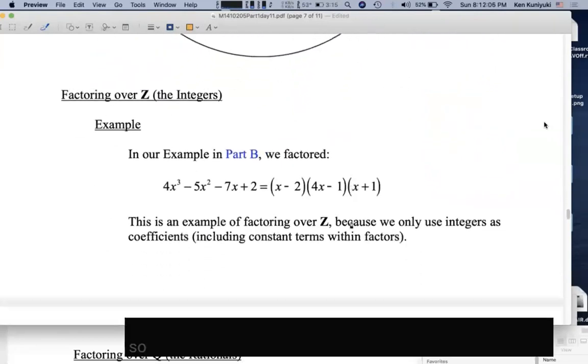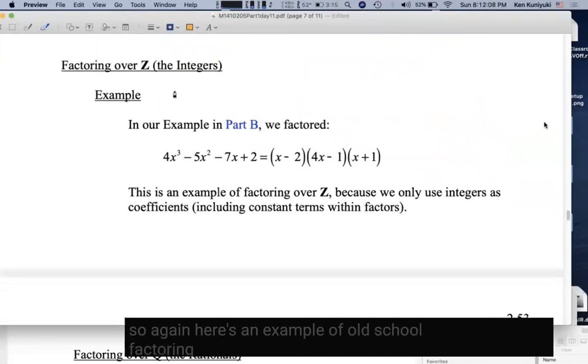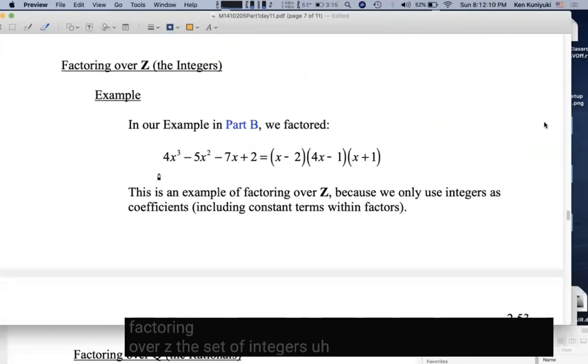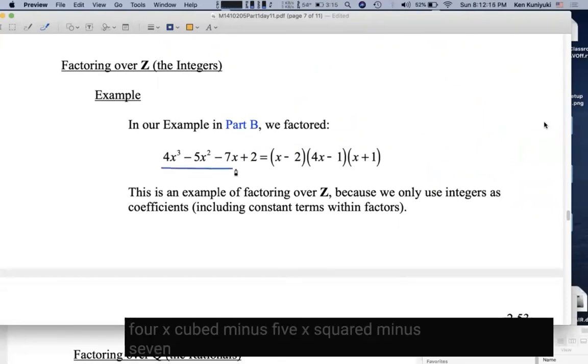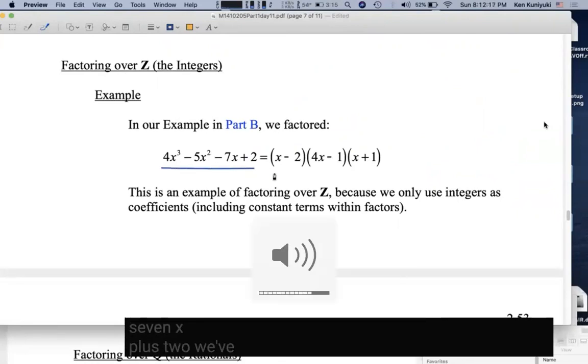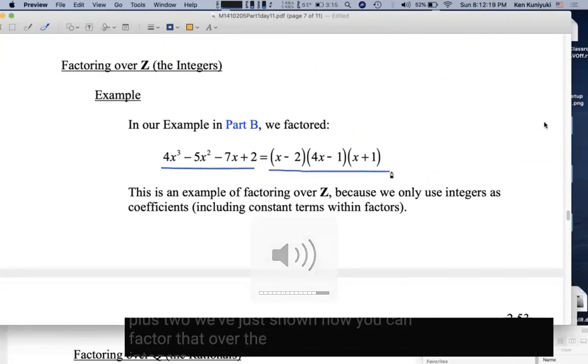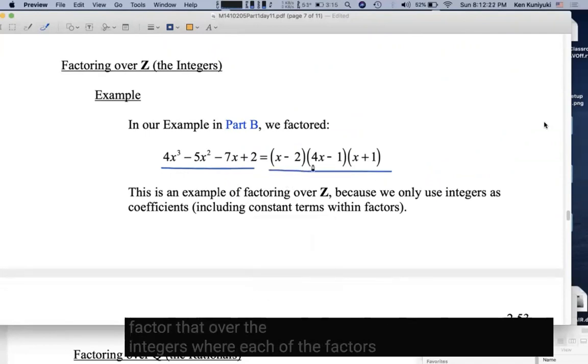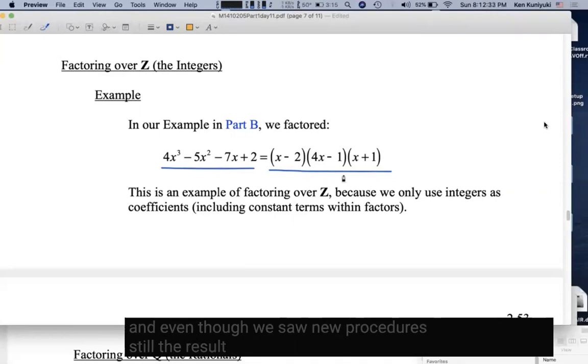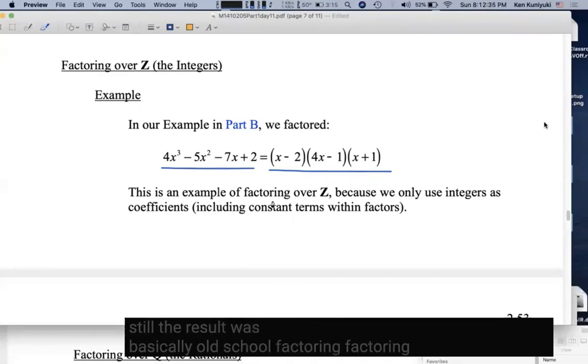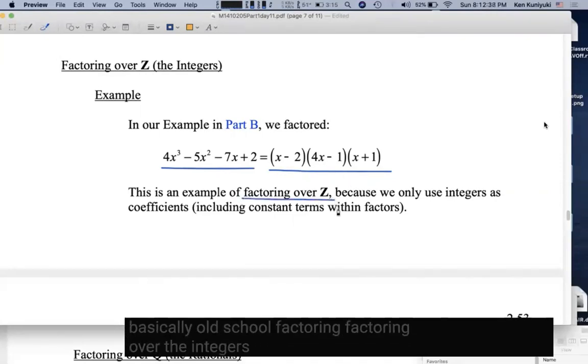So again, here's an example of old school factoring over Z, the set of integers. Our old friend, 4x³ minus 5x² minus 7x plus 2. We've just shown how you can factor that over the integers, where each of the factors have all integer coefficients, 1, -2, 4, -1, 1, and 1. And even though we saw new procedures, still the result was basically old school factoring over the integers.